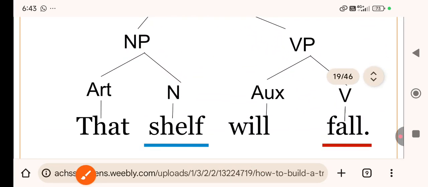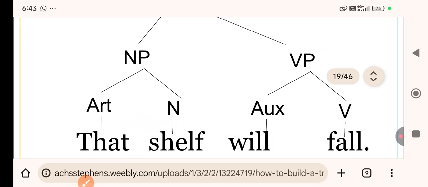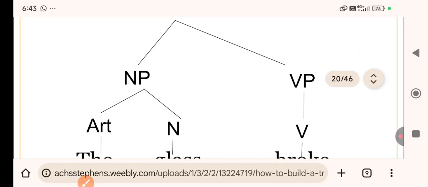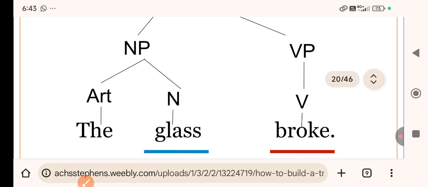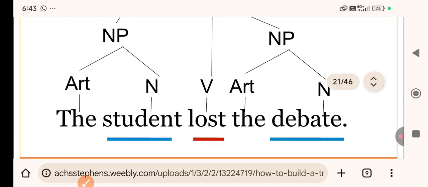Now sentences: that shelf will fall. That shelf, that's an article, will fall. Very simple: auxiliary will and verb fall. Okay. Now, the glass broke. The glass broke. Okay, I am not explaining. I think you must have got it.